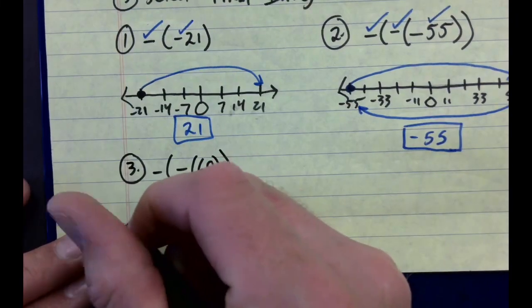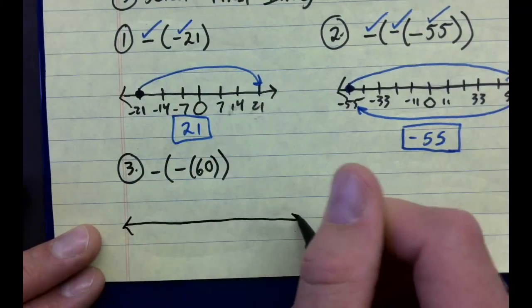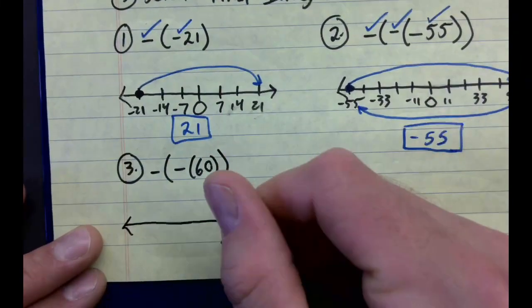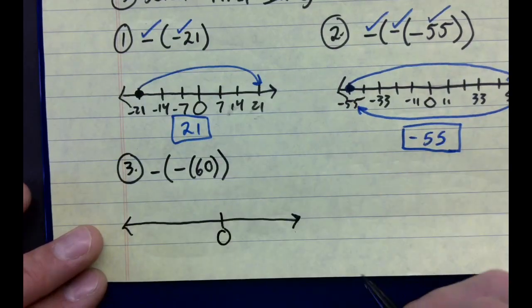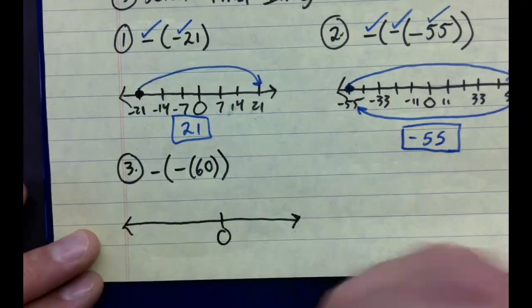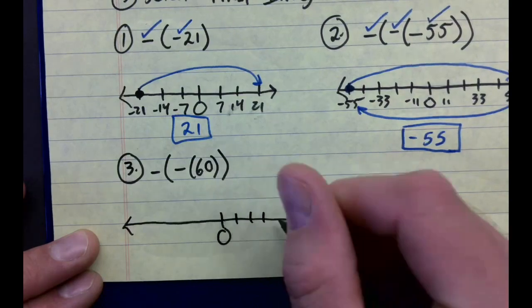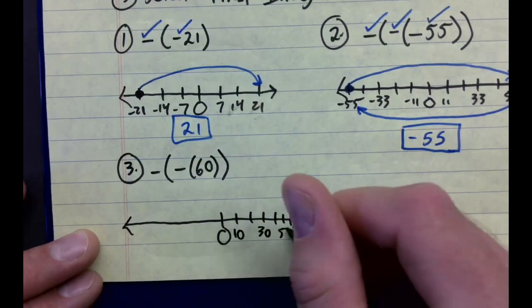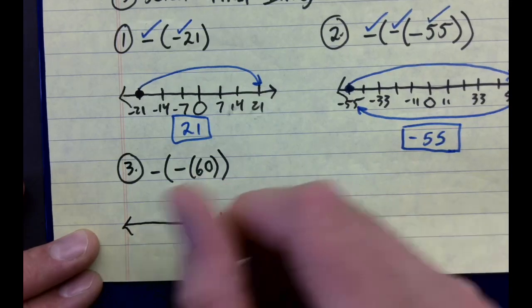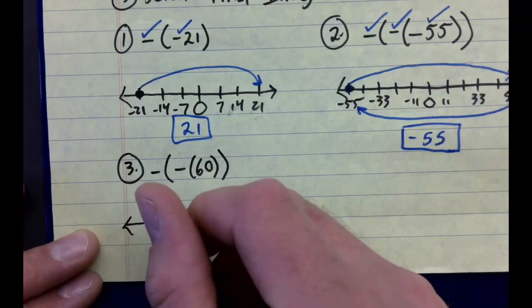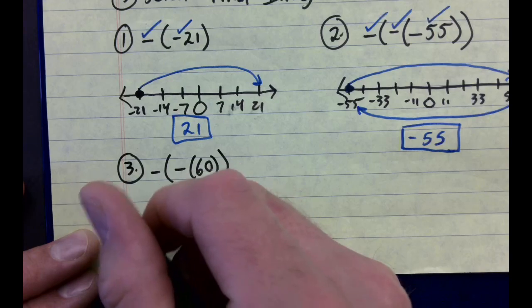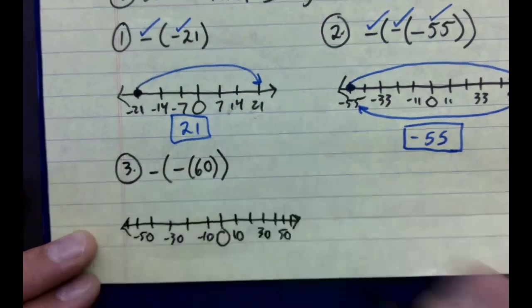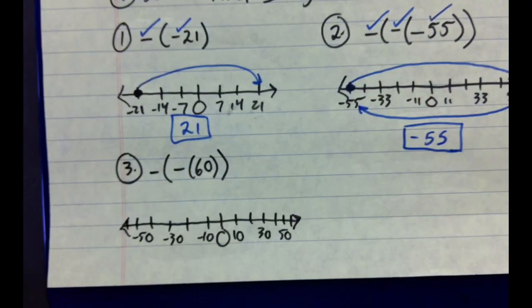So we always start by drawing our number lines, and we know all number lines start at 0. All right, so we place a 0, and this would be easy to get to by tens. 10, 20, 30, 40, 50, 60. Negative 10, negative 20, negative 30, negative 40, negative 50, negative 60. Okay? So we have our number line. Looks really good.